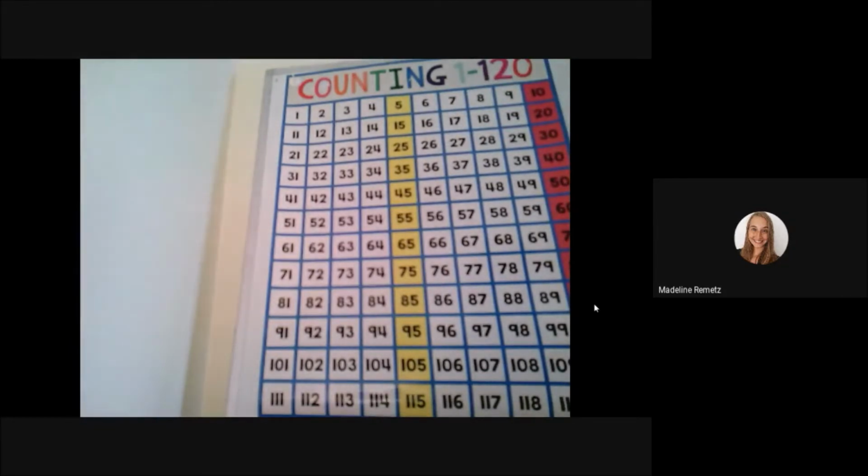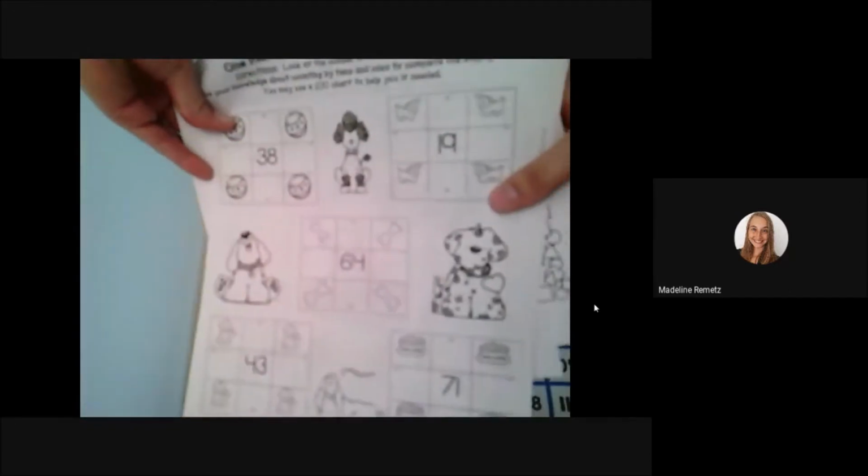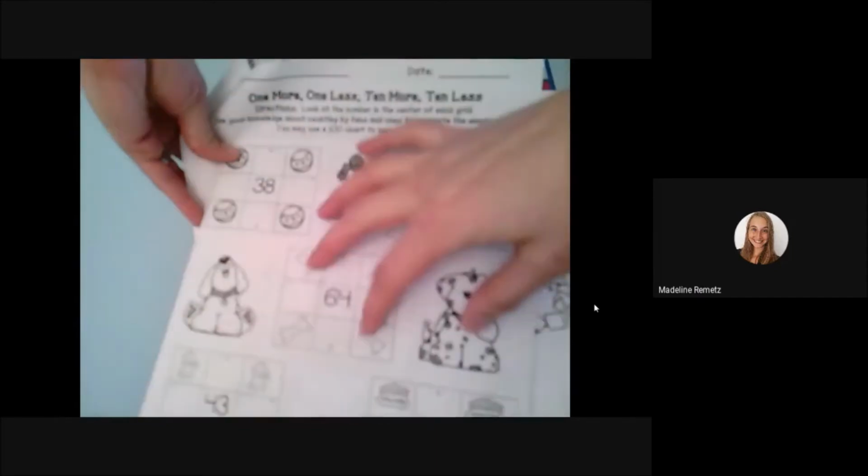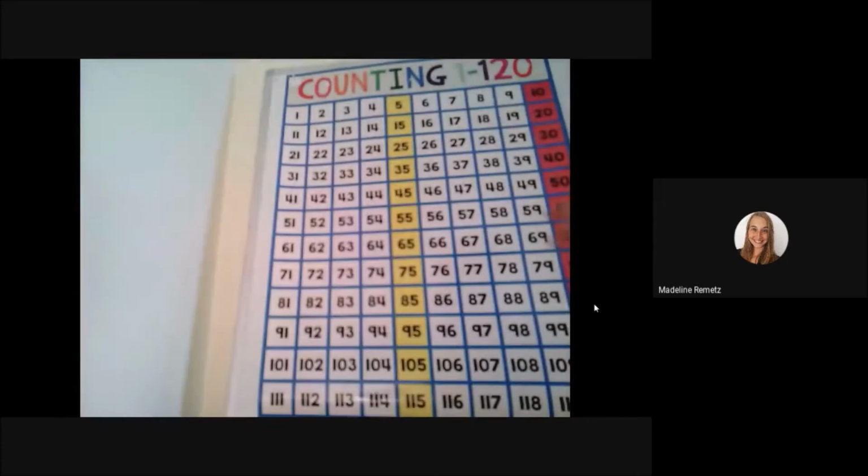Today, your homework is actually going to deal with that. You are going to be doing 1 more, 1 less, 10 more, 10 less. I'll show you this in a second, but you'll be doing all these pages using your 100s chart.